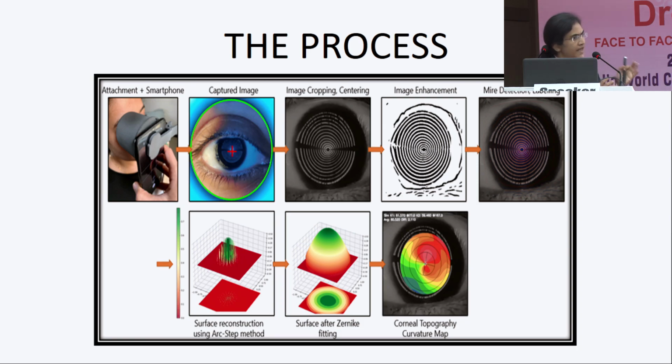After this, using the basic concepts of optics, that is the angle of reflection is equal to the angle of incidence, we use these 2 steps, that is the arc step method and the surface creation by Zernike polynomials, by which we create the cornea. Then using the same, the simulated K color maps are created, and we come up with a heat map through this machine.